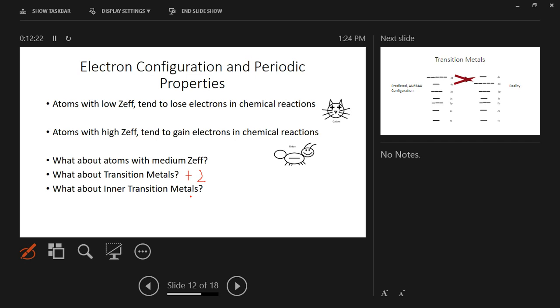The f orbitals are even buried further down in the atom, and so that allows them to have very interesting electron chemistry, because their electrons that are different from each other are shielded from the outside world, because they're in an energy level two below where the valence electrons are.